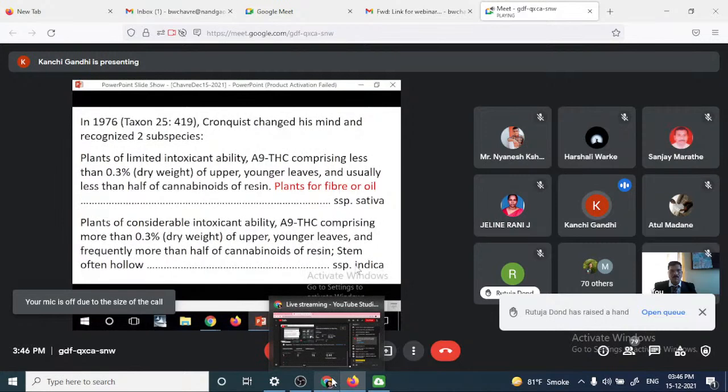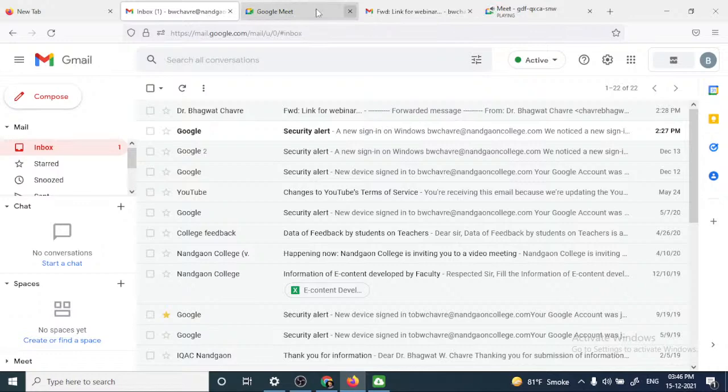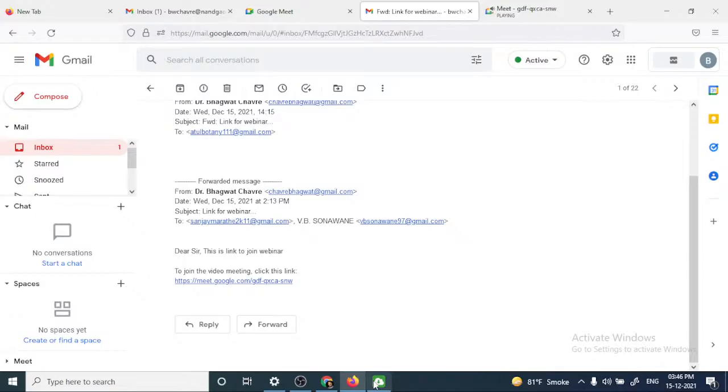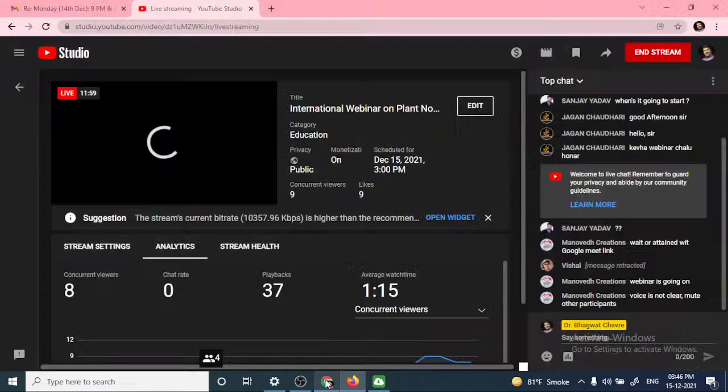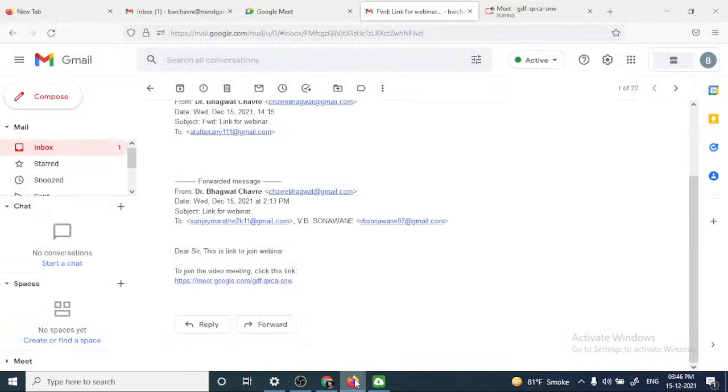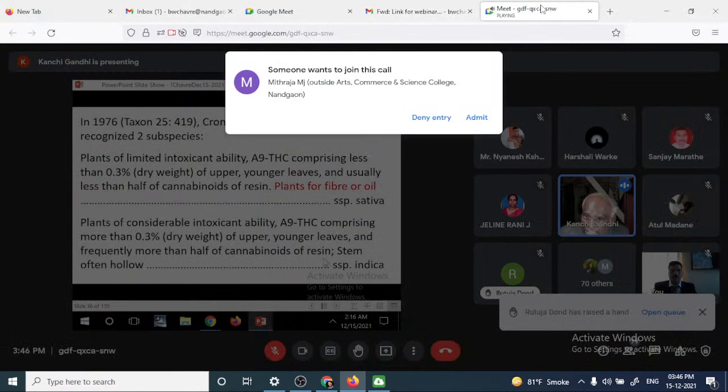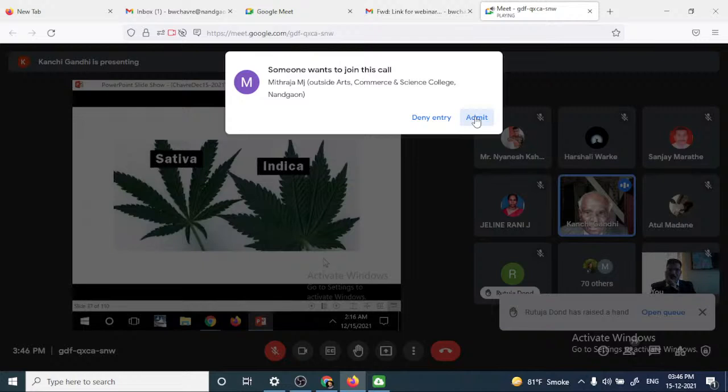Opinion is different. But depending upon the law, if it recognizes a single species, and the person is not allowed to grow it, the person might go to jail. If the law recognizes two varieties or two subspecies, then it is safer for a person to claim that he was growing a fiber yielding plant. So taxonomy and nomenclature play a very important role here.